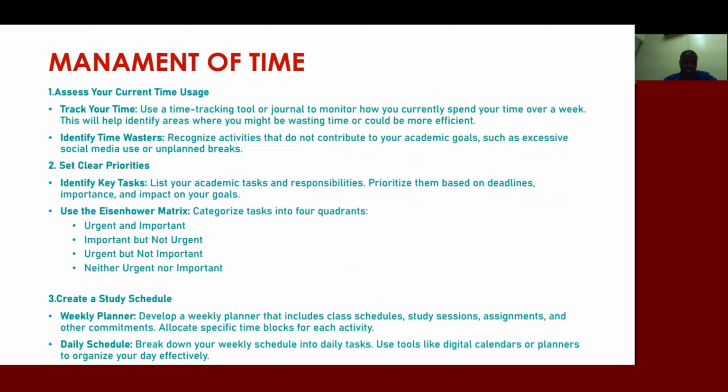Now, we should also be able to set clear priorities. So here we can list our academic tasks and responsibilities and also prioritize them based on deadlines, like we had seen earlier. We can use the Eisenhower matrix. This categorizes tasks into 4 quadrants: urgent and important, important but not urgent, urgent but not important, neither urgent nor important. If you use this matrix, you're going to see how you can sort your activities quite well. For example, urgent and important, you give it the highest priority.